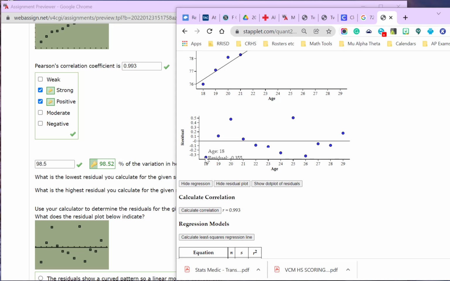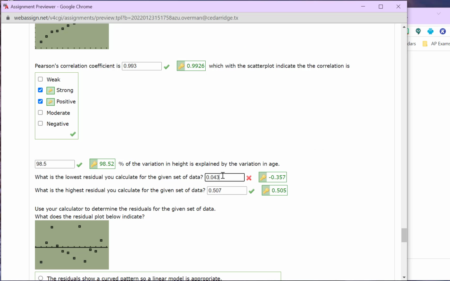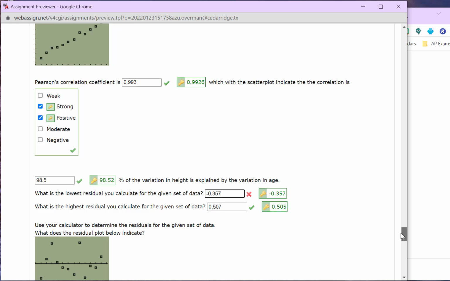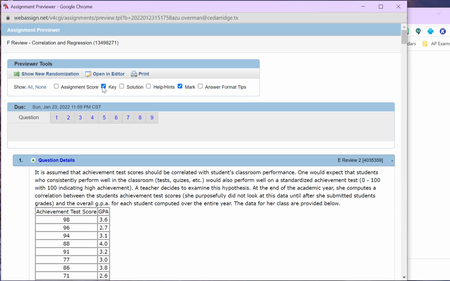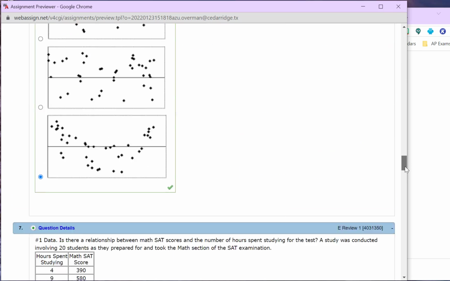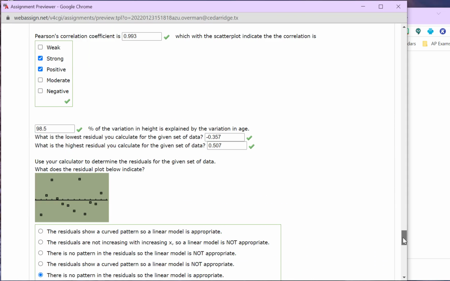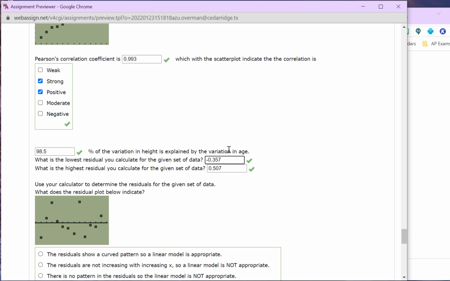Oh, wait. Okay, it must be just a rounding issue. Negative 0.355. That's close enough. All right. And let me go ahead and turn off my key so I don't cheat. Well, that explains it. I was like, what the heck? Maybe I mistyped a data point and it's rounding. That could be it, actually.